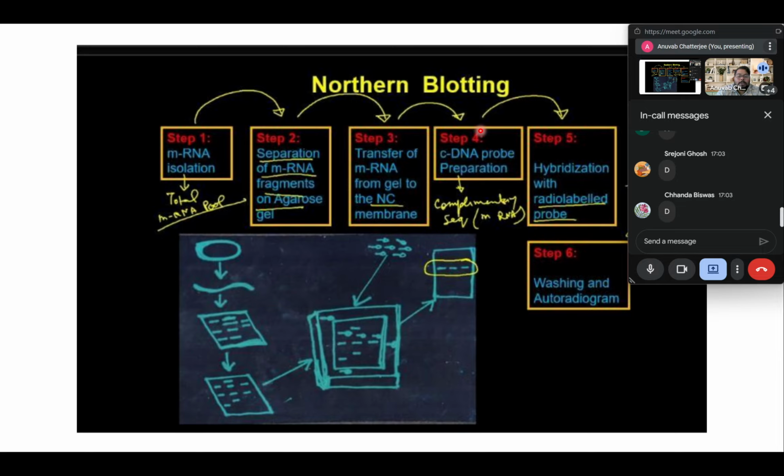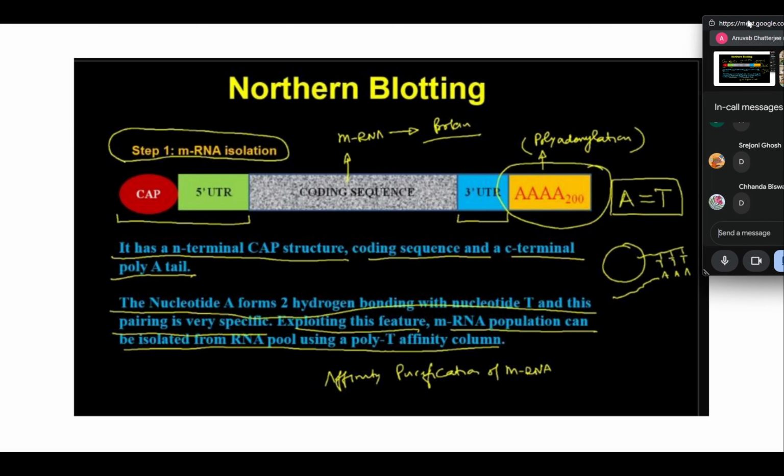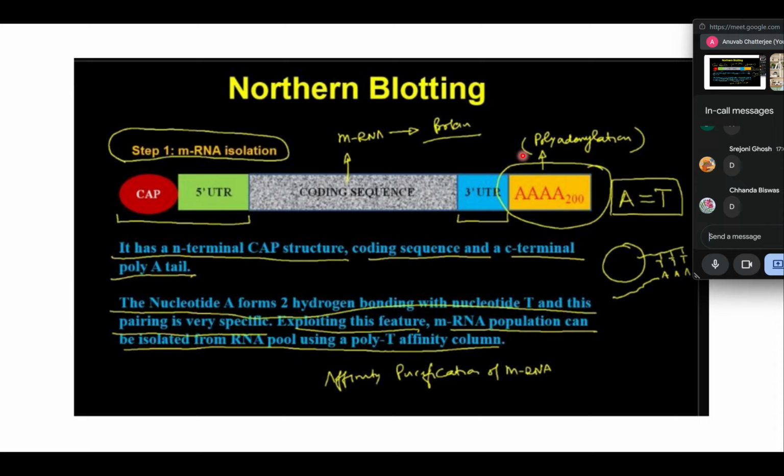This cDNA is essentially complementary to your mRNA of interest. So you can make a probe out of the cDNA, and the probe is radio-labeled again, so you can hybridize and then do an autoradiogram to detect the probe as well as your RNA of interest. So this is what our mRNA looks like. We have gone through this in previous lectures as well.